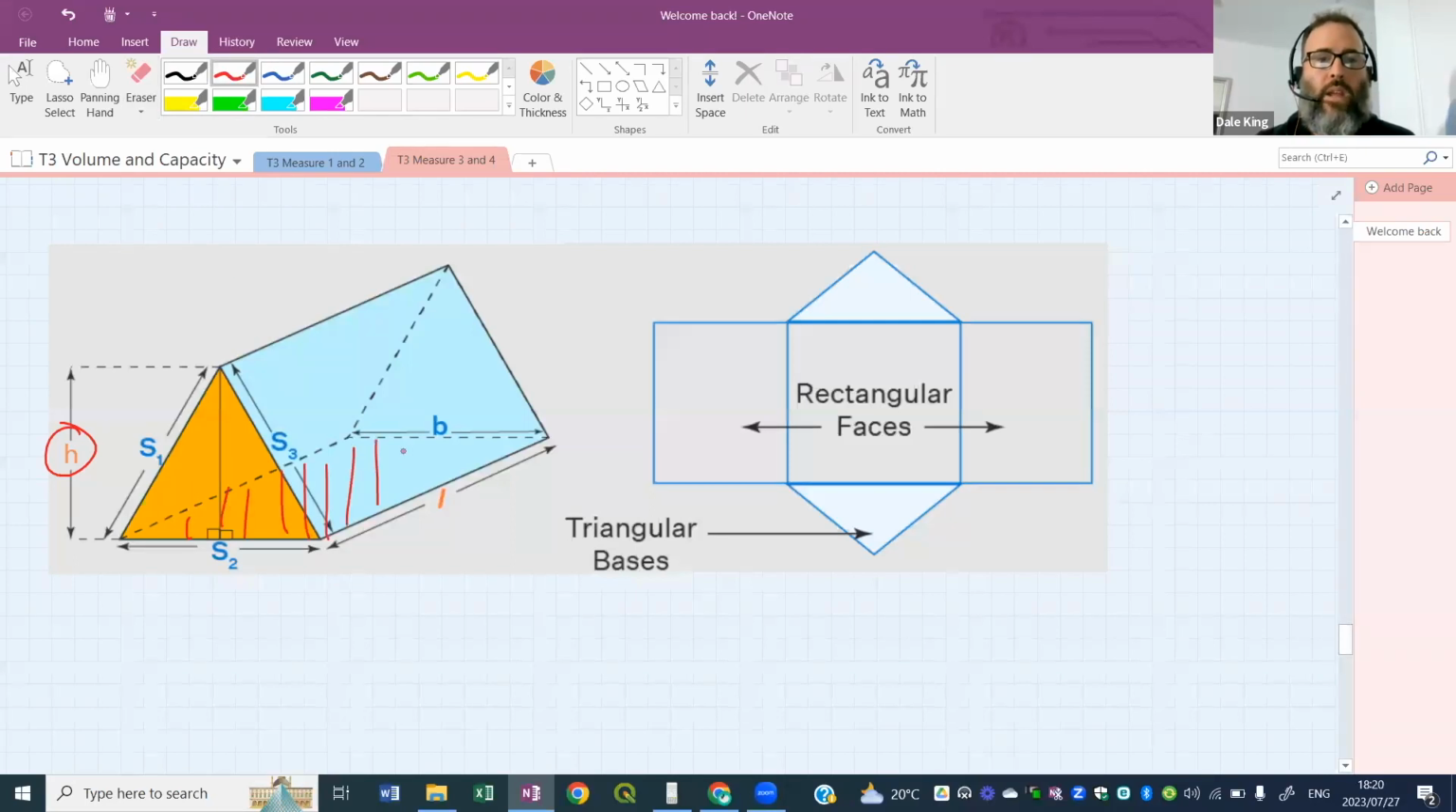We've got three rectangles we've got to take care of. And we all know the formula for the area of a rectangle is length times breadth. All right. Now let's put this thing together.